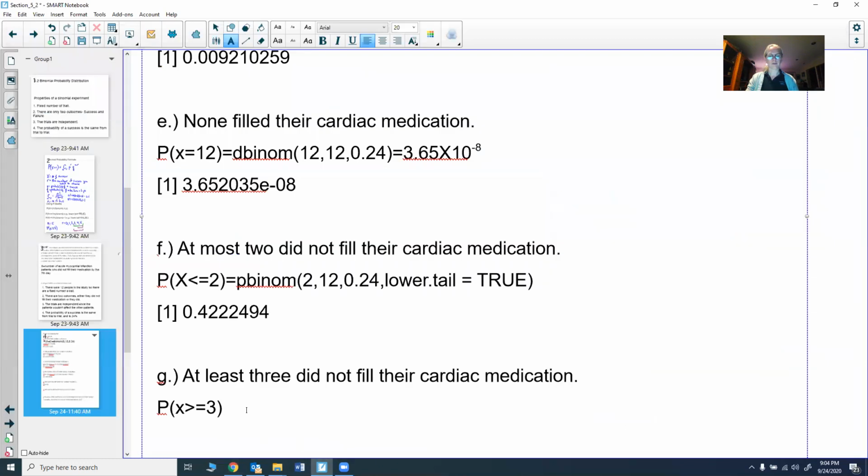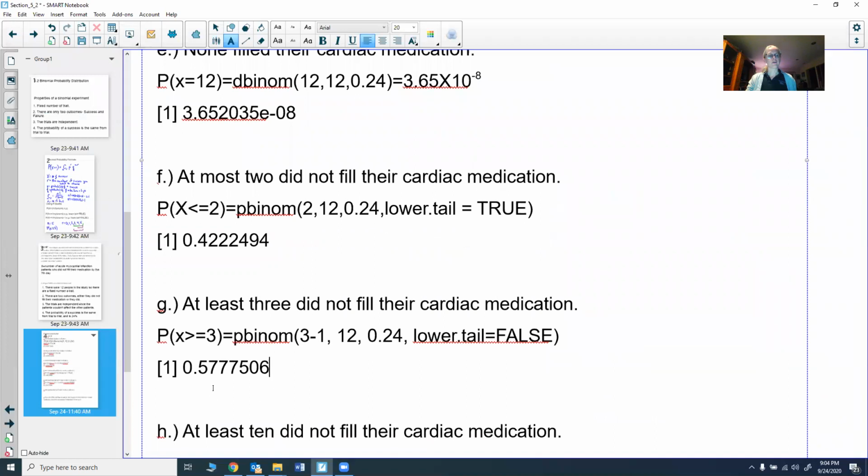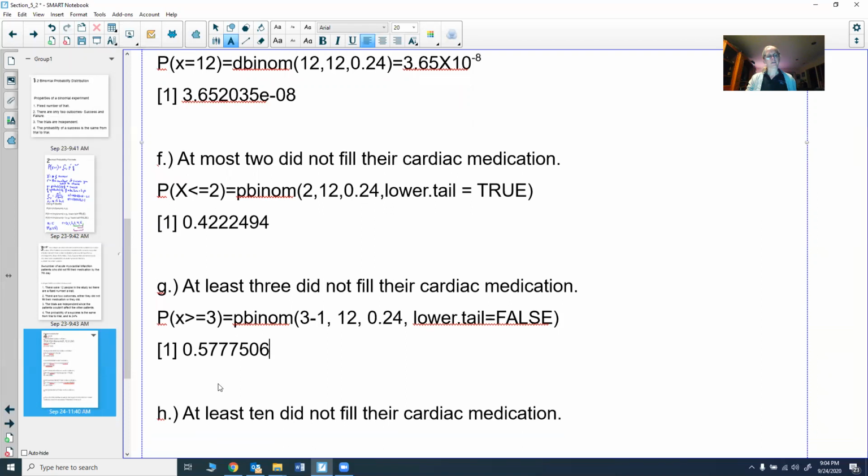And so this is equal to that value. So 57% of at least 3 did not fill it. The probability is pretty good that at least 3 did not do that.